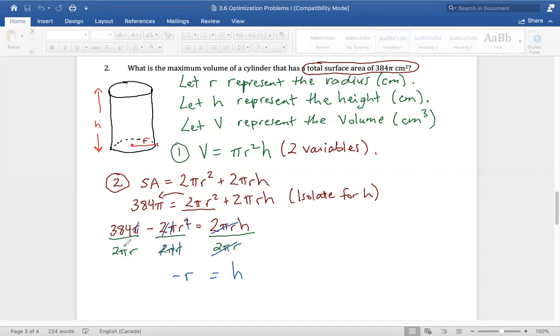Here my pi's are gone. I would divide 384 in half. 384 divided by 2 is 192. But the r is still in the denominator. So 192 over r minus r equals h.